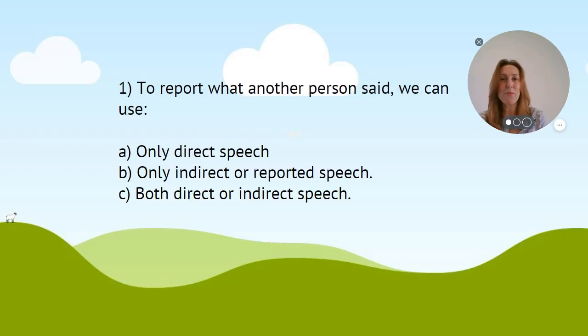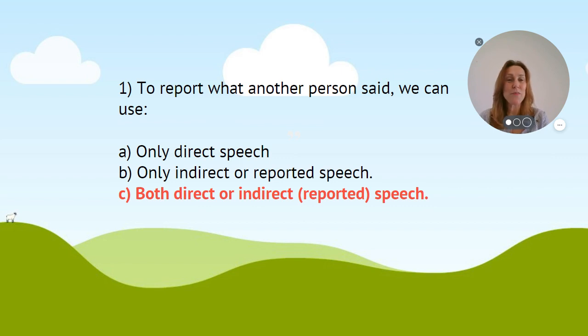Let's do it together. To report what another person said, we can use only direct speech, only indirect or reported speech, or both direct or indirect speech. What do you think? Take your time. Are you ready? Let's check the answer. Both. Remember, there are two possibilities at the moment of reporting. You can say, she said, "I am cold," or she said she was cold.